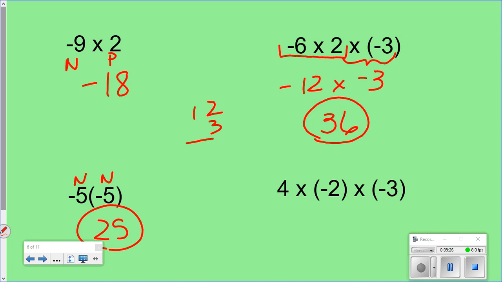Okay, let's talk about this guy. First two first. 8, and then a negative 8, because I have a positive and a negative, times my negative 3. 24, positive or negative? Positive, because it's 2 negative numbers that I'm multiplying. Okay? Fair enough? Easy to do? Like I said, the biggest thing is you know how to multiply. It's just figuring out what your answer is going to be, positive or negative.